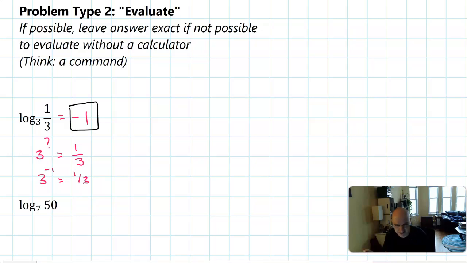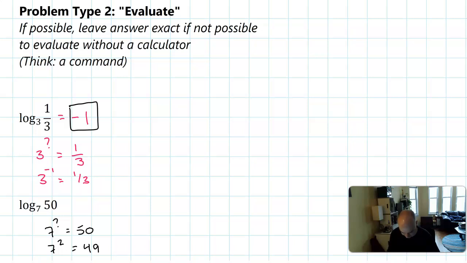Sometimes when you're evaluating logs, you can attempt to evaluate it, but you can't make any progress. So for example, this second one, log base 7 of 50, would be saying 7 to the what equals 50. Well, we know that 7 to the 2 is 49, so it's probably a little bit more than 2, but we don't know what it is without a calculator. So actually, I would say this just evaluates to log base 7 of 50. This is the exact answer.